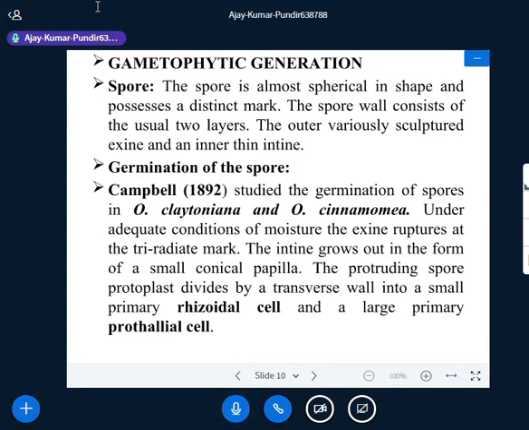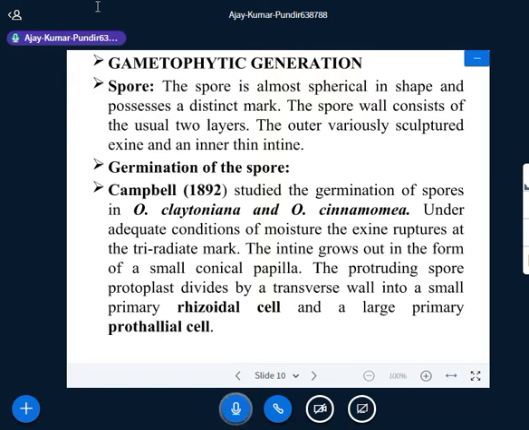What happens during the germination of spores? During the germination of spores, the spore becomes ruptured at the point of the triradiate ridge. First of all, the spores absorb moisture from the atmosphere and they swell and become turgid. As a result, the exine bursts and the intine comes out.